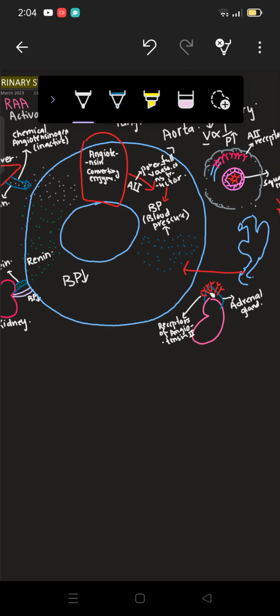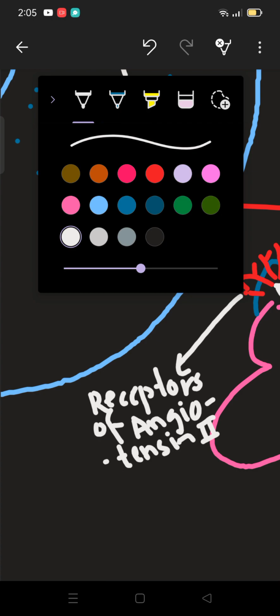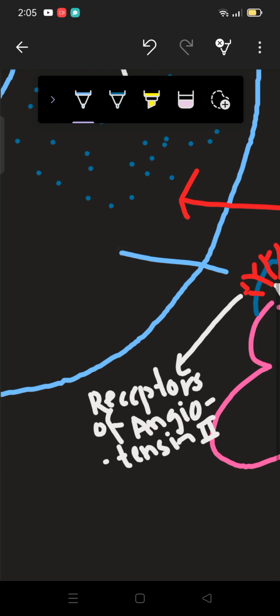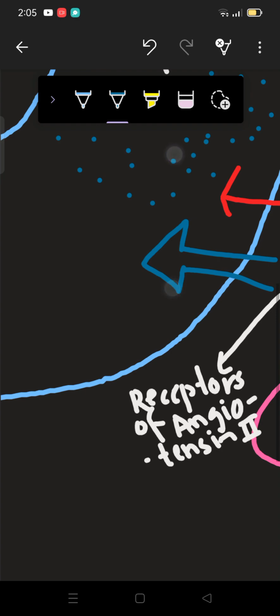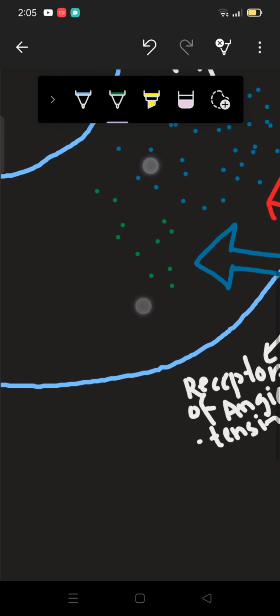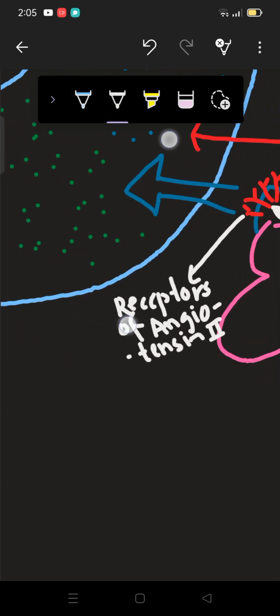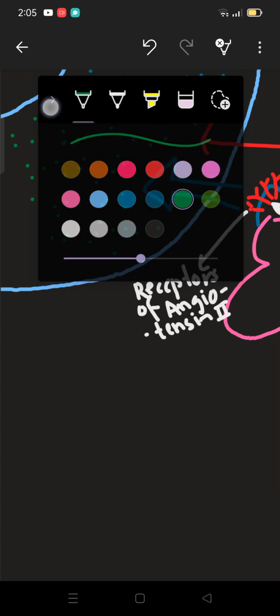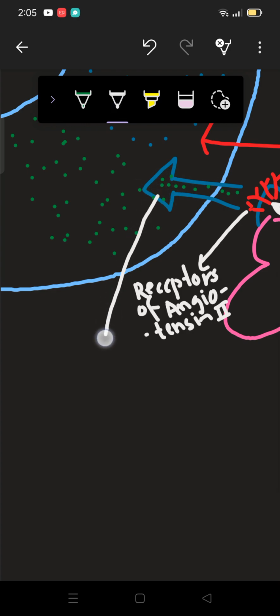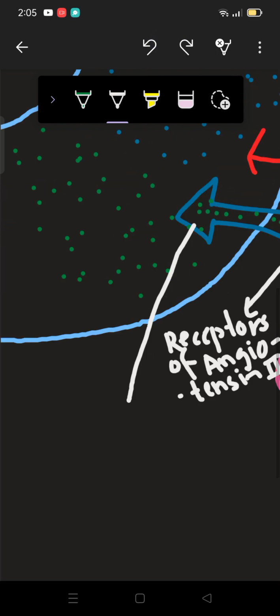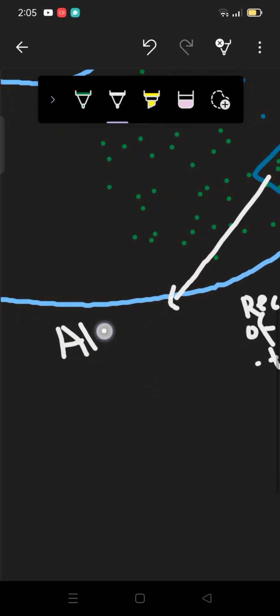So we have the angiotensin 2 receptor first in the artery, which is contracting the artery, decreasing the volume and increasing the pressure. The second receptors of angiotensin 2 we have in the adrenal gland of the kidney. This will then produce the chemical which is known as aldosterone.